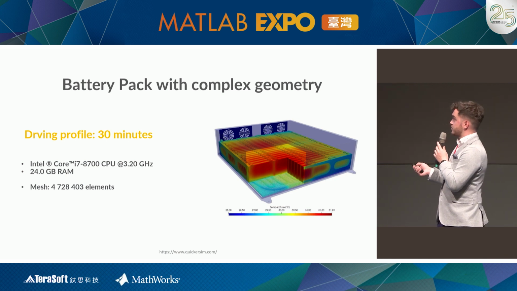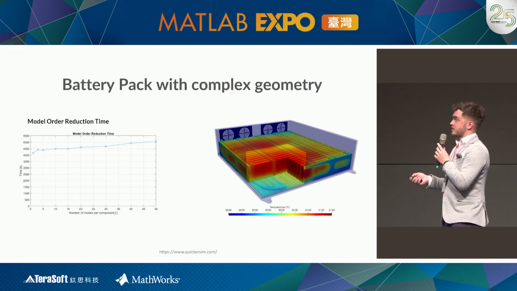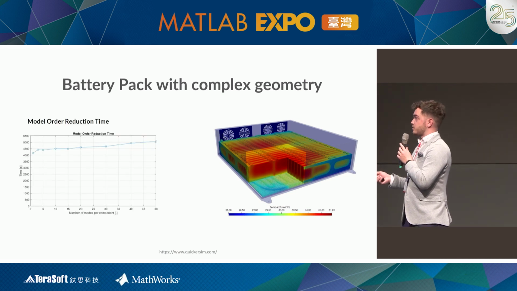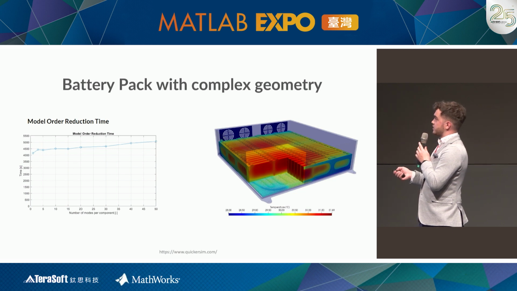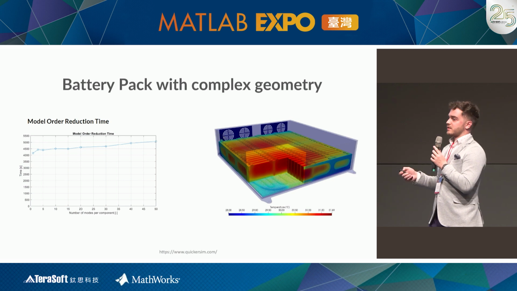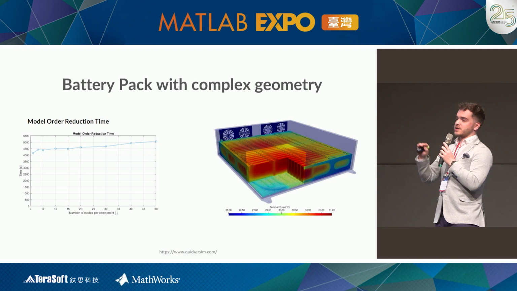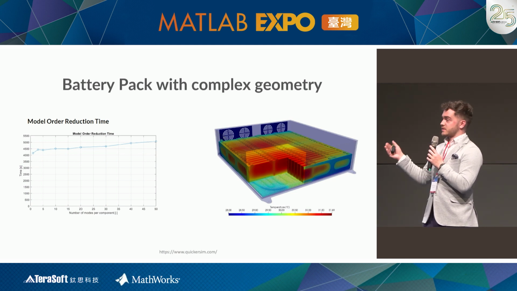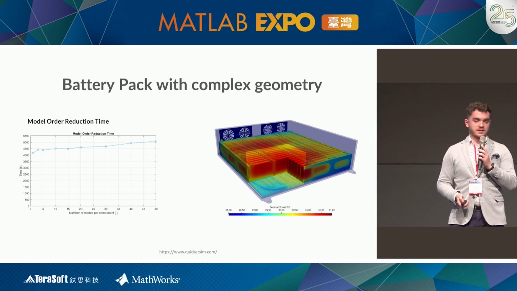So let me go back to the example that I've shown you at the beginning. This time it's the same battery pack, but with a bit smaller mesh. And we have done a couple of tests on that. First, we tried checking how the time for the model order reduction phase depends on the number of modes per component. Maybe first let me tell you that there are two stages of the simulation here. Using Cubot, first is the model order reduction, which reduces the model, and then we have the simulation.